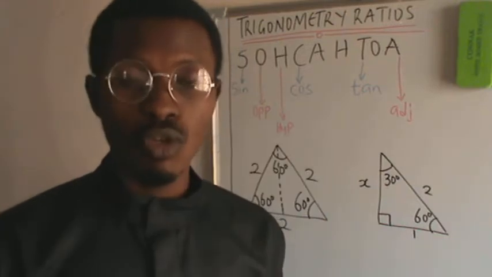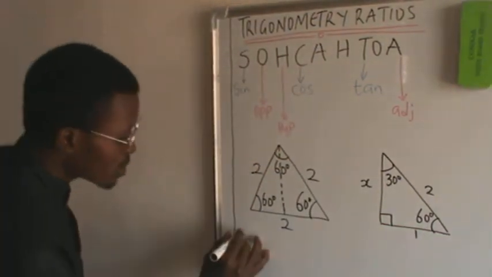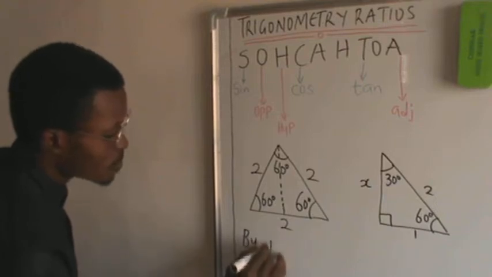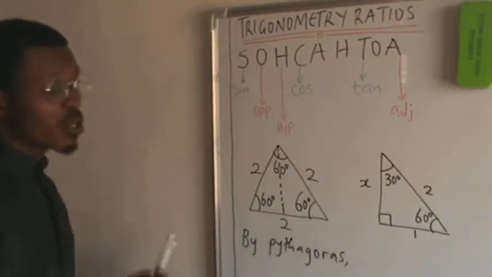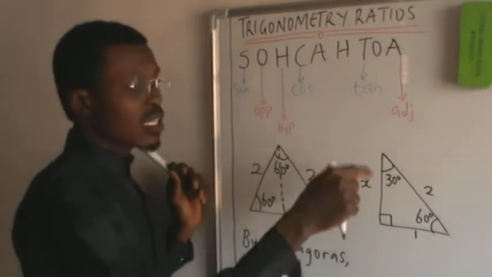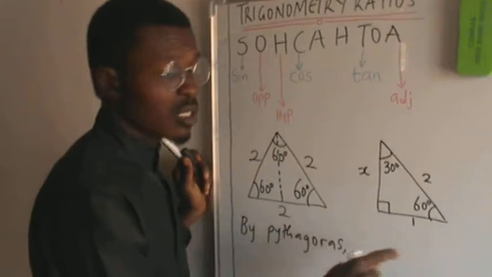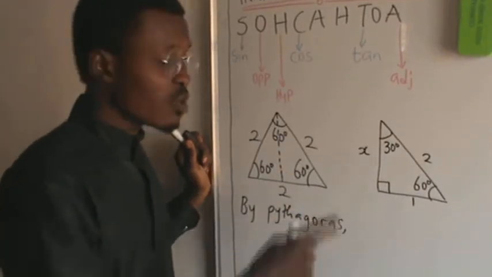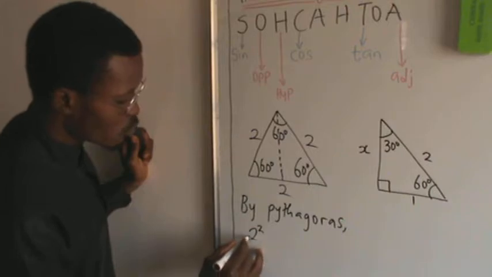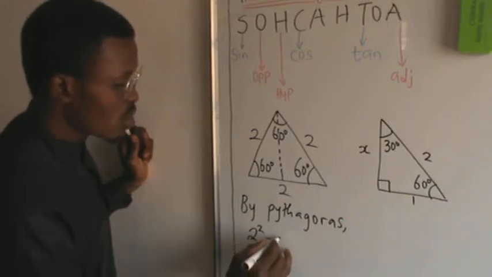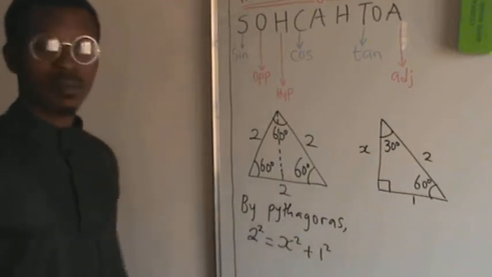Now, to obtain the unknown side of this right-angled triangle, we are going to be making use of the third tool, which is the Pythagoras rule. By Pythagoras, it says that the square of the longest side of a right-angled triangle is equal to the sum of the squares of the other 2 sides. Meaning that 2 squared, which is the longest side, will be the same as the sum of the squares of x and 1 squared. This is the rule.